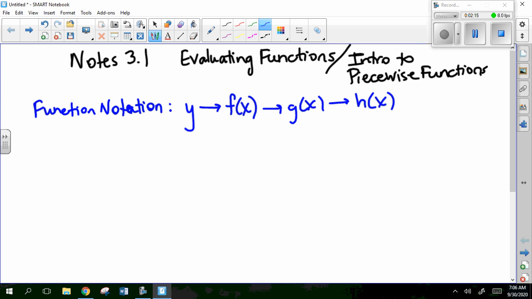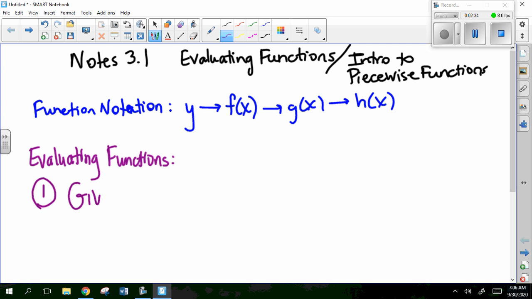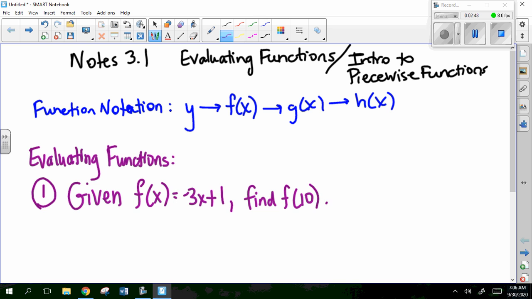All right, so now I want to look at evaluating some functions. And again, this is something you should have done a little bit of it in Algebra 1. All right, so we're going to be evaluating functions. All right, so I have to give you a function. All right, so I'm going to say given f of x, that's the name of my function, equals negative 3x plus 1. We'll start with something pretty easy. And I want you to find f of 10.